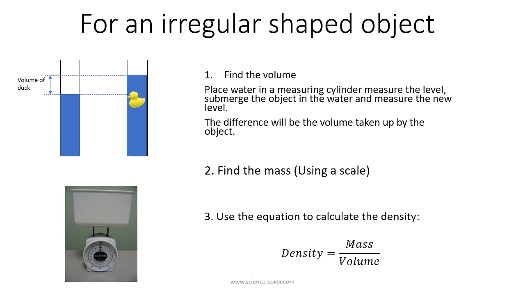Using this process, we can find the volume of the irregular object. We can find the mass of the irregular object in the same way by placing it on our scales, and then we can calculate the density simply by taking the mass that we have and dividing it by the volume that we found.